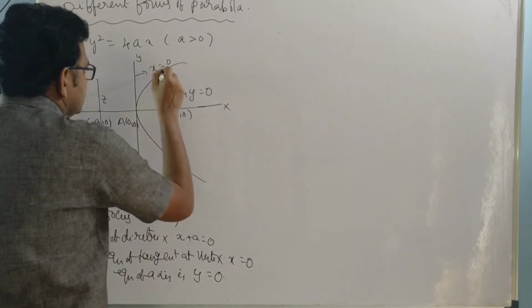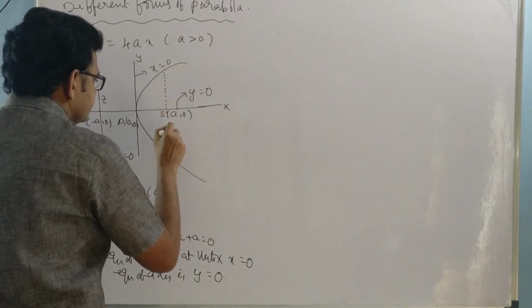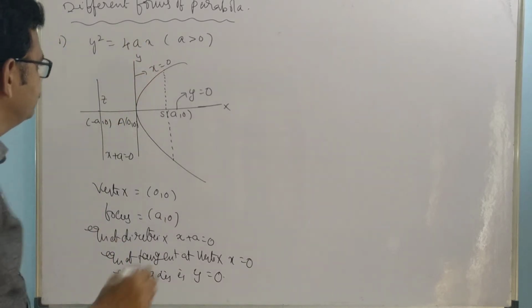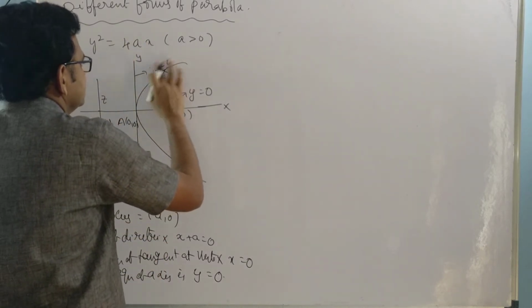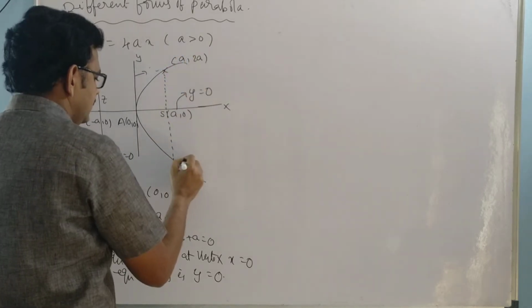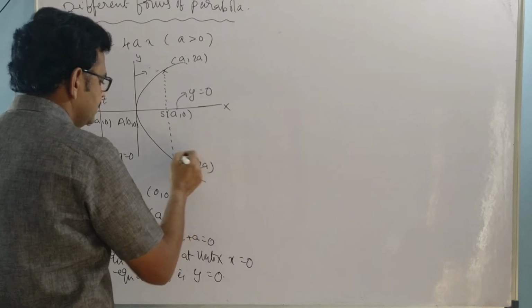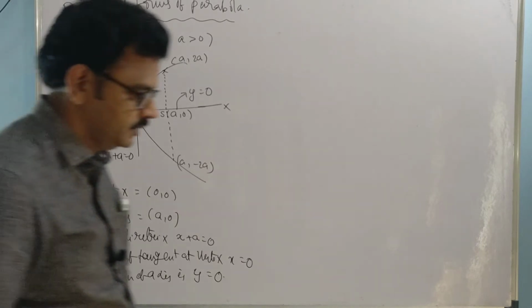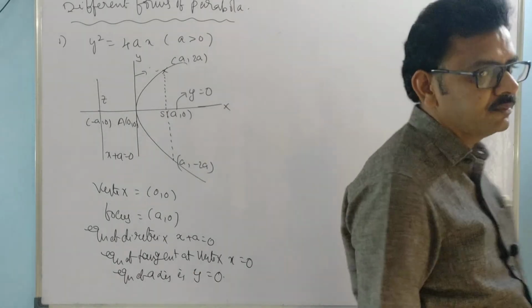Here, this is called latus rectum. What are the endpoints of latus rectum? The endpoints are (a, 2a) and (a, -2a). These are the endpoints of latus rectum. This is type 1.